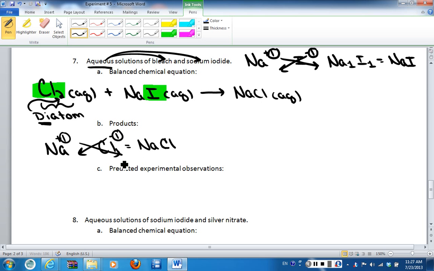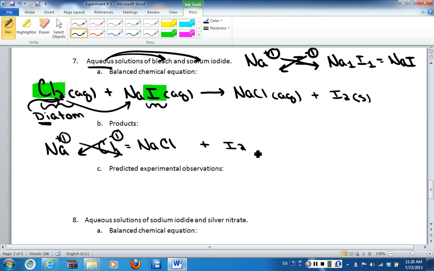Now in terms of the other products, I said that it's switched. Well, basically what happens is that the Cl formed with the sodium. What happens to the other nonmetal, the I in this instance, is that it forms the diatom. So it becomes I2. And in terms of solubility, I2 is actually a solid. So it will fall out of solution as a precipitate. So we would have NaCl and I2 for our products.